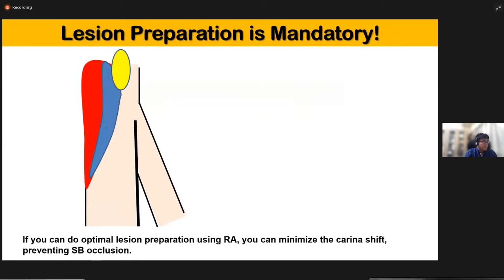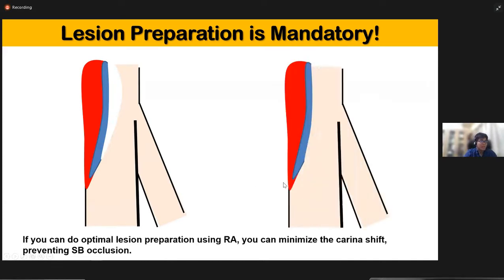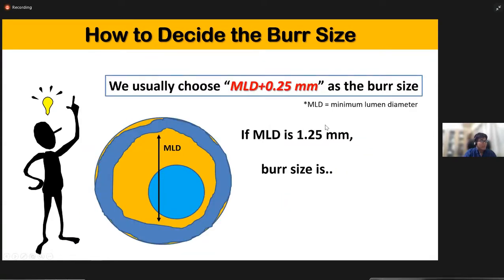If you can do optimal lesion preparation using rotablator, you can minimize the carina shift, preventing the side branch occlusion, like this. Today I do not have enough time to talk about rotablator use. However, how do we decide the burr size? We usually choose MLD plus 0.25 millimeter as the burr size. So if MLD is 1.25 millimeter, burr size is 1.5.